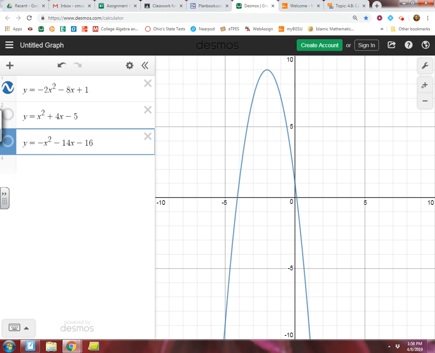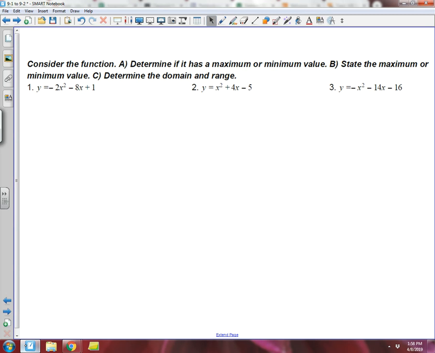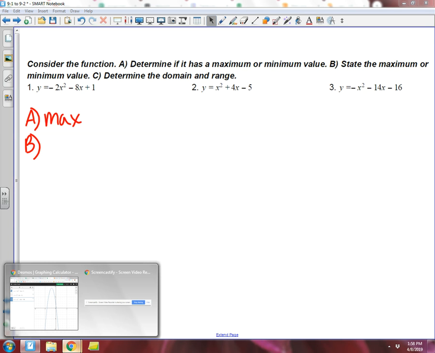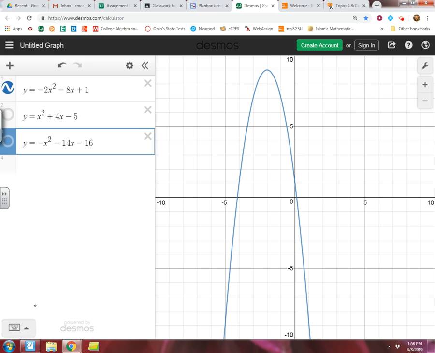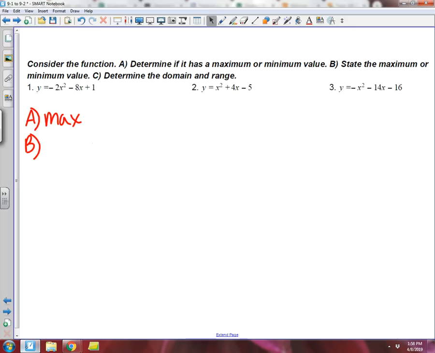Okay, now take a look at what is being asked of you. What does letter A want? Now it says determine if it has a maximum or minimum value. So what does this one have, a max or a min? Then if you look at letter B, it says state the maximum or minimum value. So back here, what is the maximum value? 9. Perfect. Everybody doing all right?